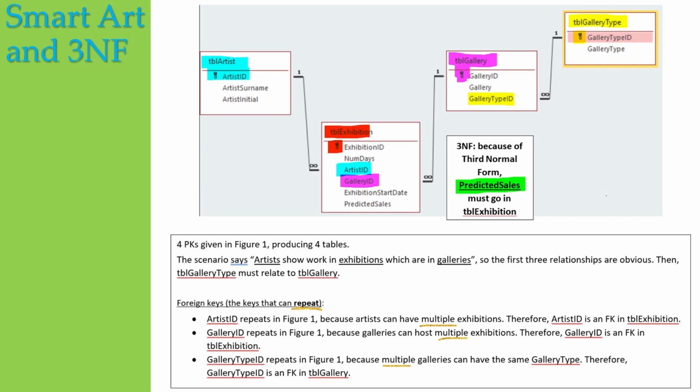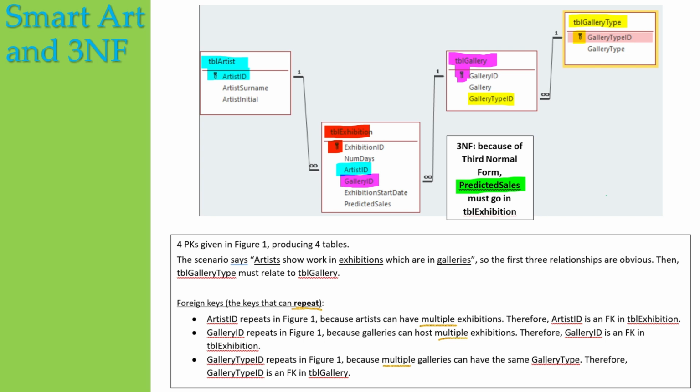In table gallery, which comes after exhibition, because artists exhibit work in exhibitions and exhibitions are held in galleries, gallery ID is a foreign key because it repeated on figure 1, so that is why it gives a copy of itself as a foreign key to table exhibition. And now we've got all those three tables linked, with the many side being where the foreign key is.